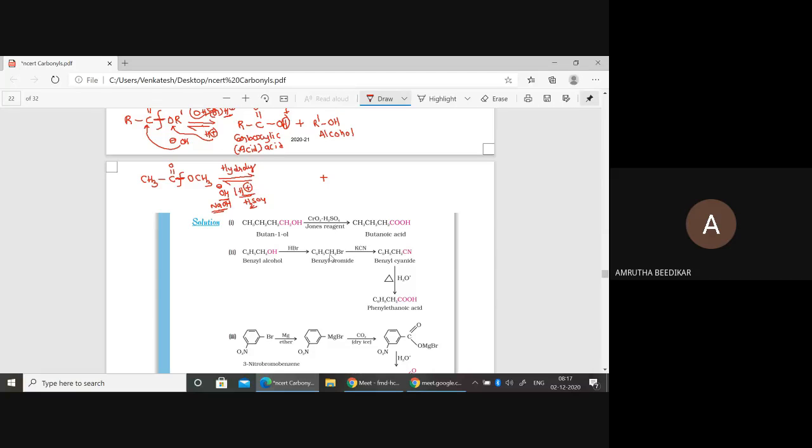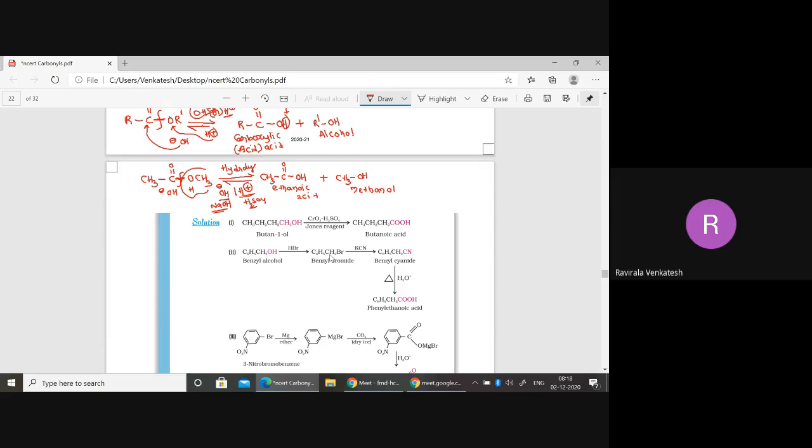Ethanoic acid plus methanol. Here we have to add OH minus. So it will be acetic acid or ethanoic acid. Next, this will be methanol. Here I am adding hydrogen, so this will be methanol. And this will be ethanoic acid or acetic acid.